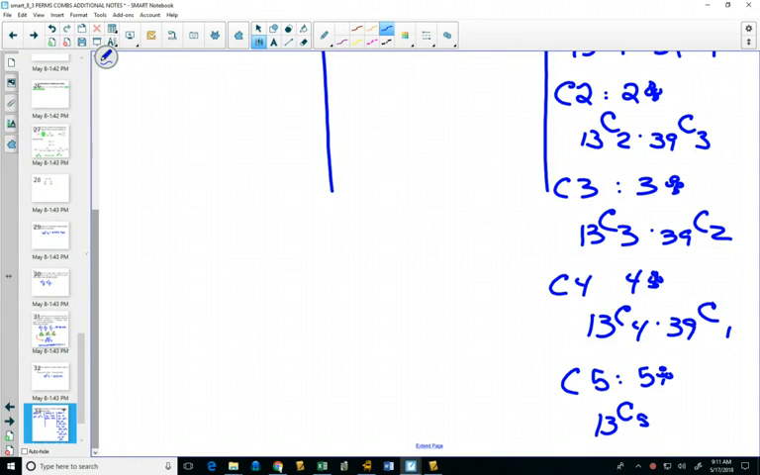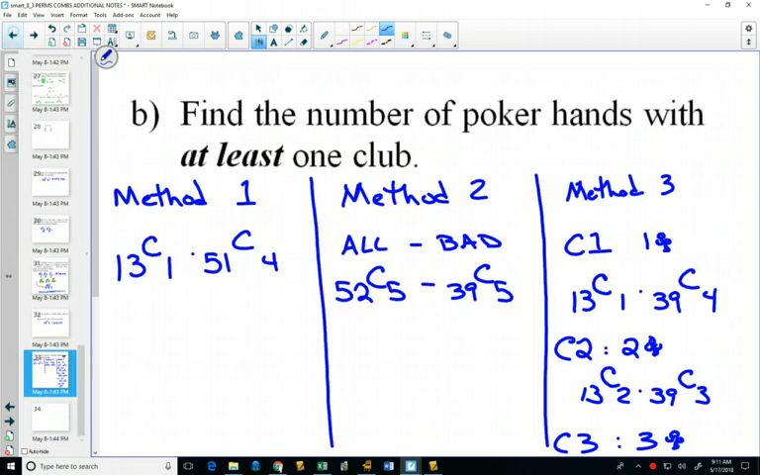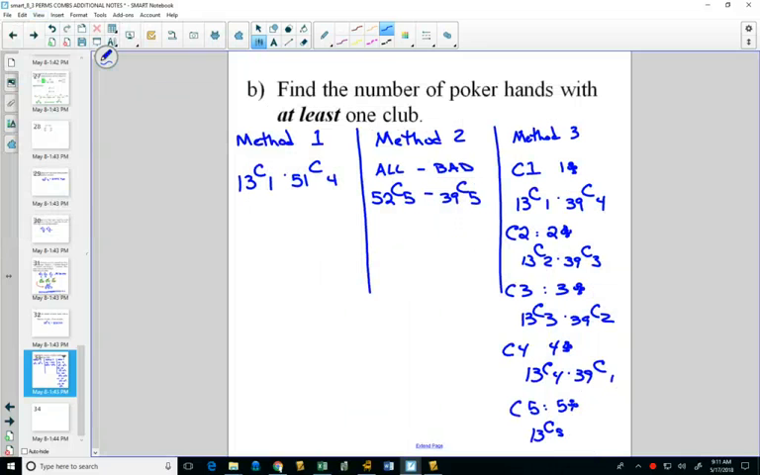Since it's a cases question, once I calculate each of those separately, all I need to do is add up my cases. And that will give me the right answer. So now you have 3 methods that work.